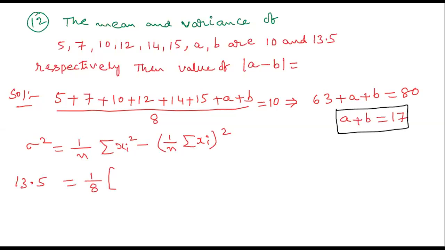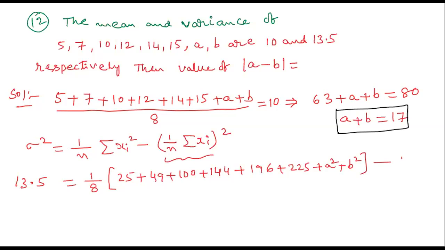Now sigma xi square is 25, 49 plus 100 plus 144 plus 196 plus 225 plus a square plus b square. This is 1 by n sigma xi square minus, this is the mean. Mean we already know is 10, that is 10 square.